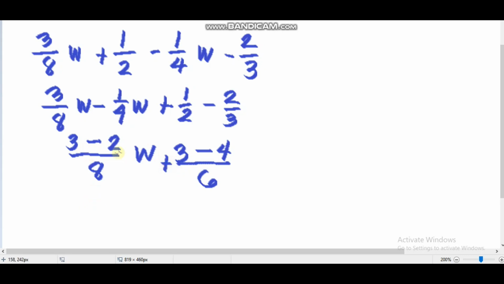So, you have 3 minus 2 is 1 over 8 w. That is 3 minus 4. This is negative 1. So, negative 1 over 6. So, that is how you solve or simplify this expression.